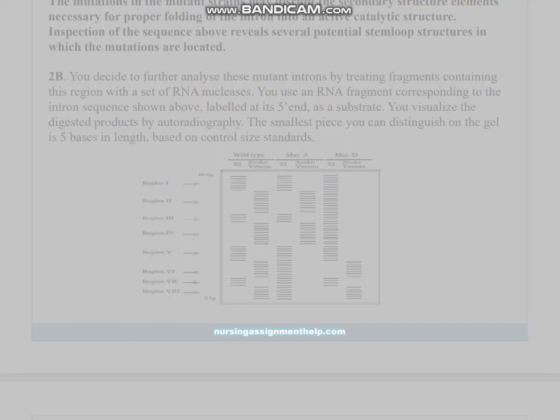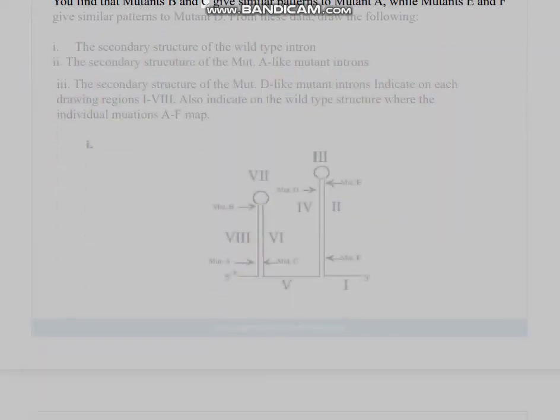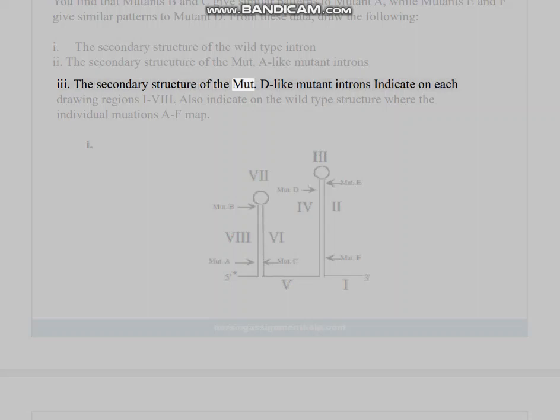You find that mutants B and C give similar patterns to mutant A, while mutants E and F give similar patterns to mutant D. From these data, draw the following. 1. The secondary structure of the wild-type intron. 2. The secondary structure of the MUT-A-like mutant introns. 3. The secondary structure of the MUT-D-like mutant introns. Indicate on each drawing regions 1 to 8. Also indicate on the wild-type structure where the individual mutations A-F map.